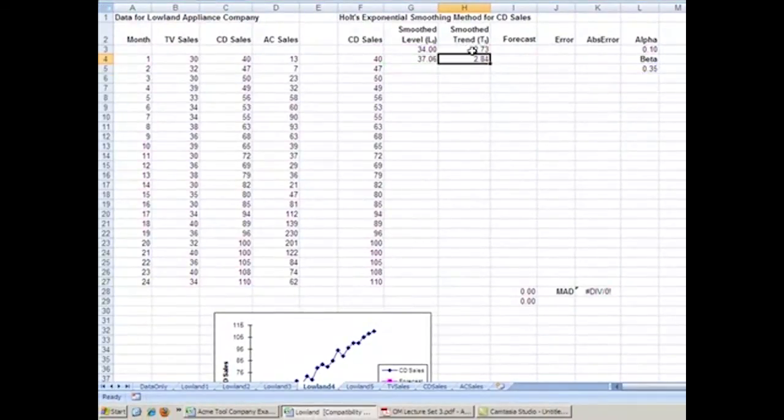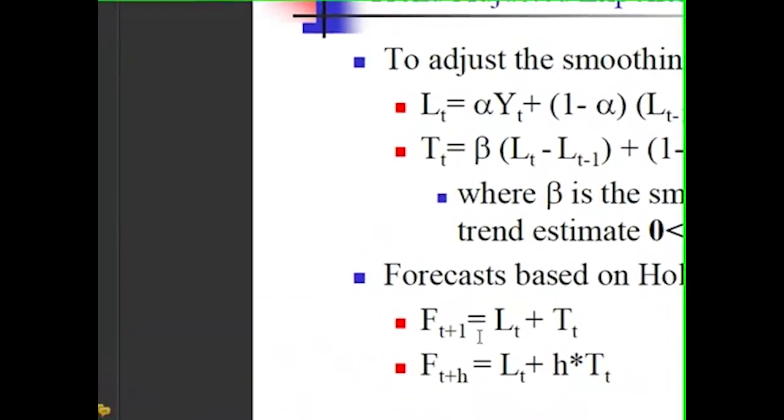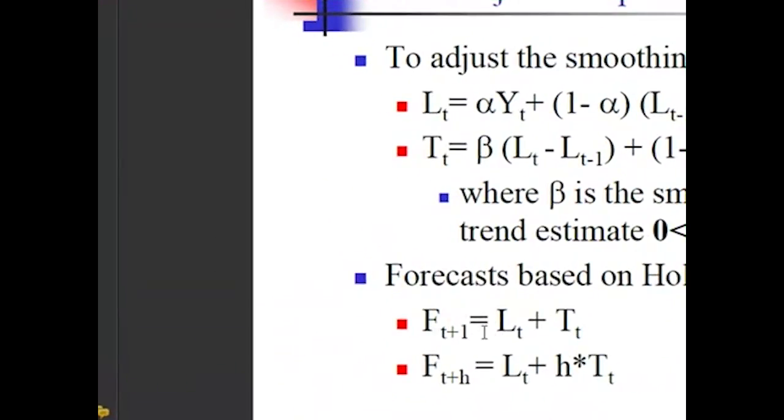So after that, press enter. For the forecast, based on Holt's linear trend model, the trend adjusted exponential smoothing model, the forecast for the next time period always equals the summation of the level estimate and the trend estimate from the current time period. If we want to predict into the future, then each step ahead, h equals 1, 2, 3, 4, up to a sufficiently large number if you want to predict far away into the future.